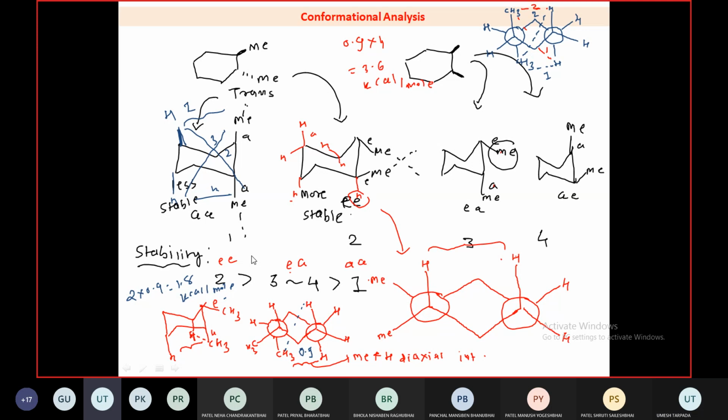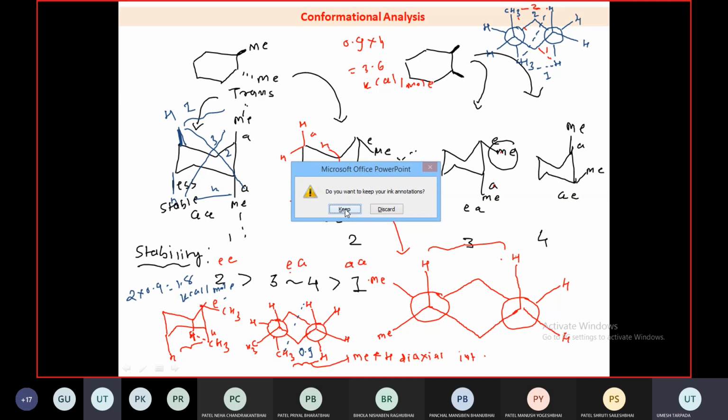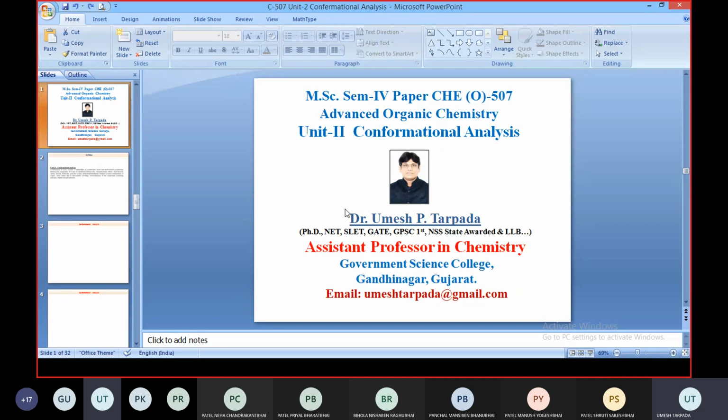So now see, tomorrow we'll discuss the polycyclic compounds, conformation analysis of polycyclic compounds, and we will finish this unit. Okay, this unit is not very long, so tomorrow we'll finish it.